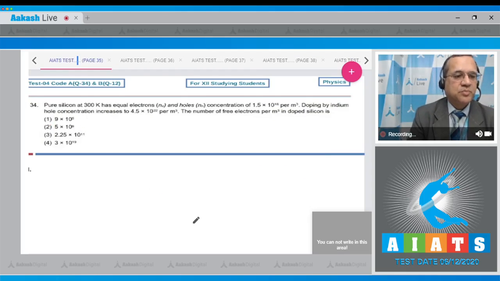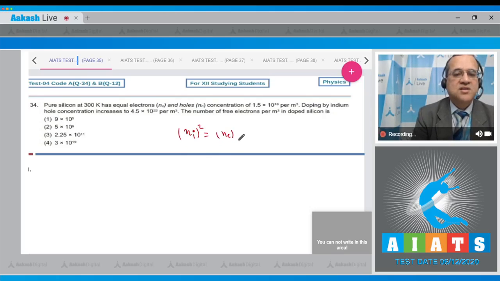Question number 34. Pure silicon at 300 Kelvin has equal electron and hole concentrations of 1.5 × 10^16 per meter cube. The doping by indium increases the hole concentration to 4.5 × 10^22 per meter cube. What is the number of free electrons per meter cube in the doped silicon? Now, dear student, you know that the square of the number density of a pure semiconductor is equal to the electron density into the hole density in case of a doped semiconductor.